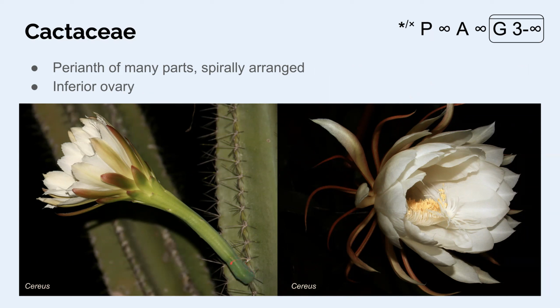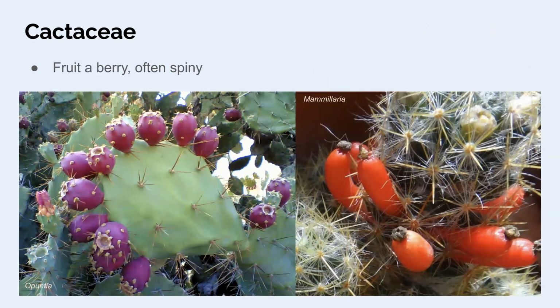This portion is basically the ovary, and then there's a joined tube of tepals up for quite a long distance here. So this is associated with some of the animal pollinators that visit these. These are night blooming flowers, and this is a couple that might be visited by bats, for example. That inferior ovary develops into a fleshy fruit, and so the fruit type is a berry.